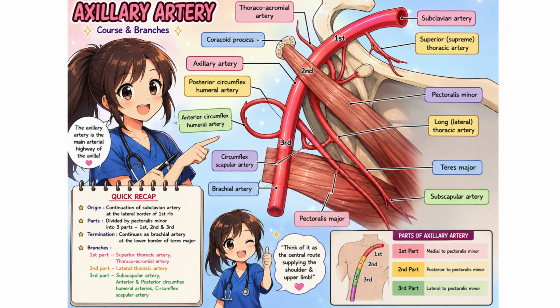You have one branch from the first part, two branches from the second part, three branches from the third part. So the first part has the superior thoracic artery, the second part has the thoracoacromial trunk and lateral thoracic artery, the third part has the anterior circumflex humeral artery, posterior circumflex humeral artery, and subscapular artery. So the axillary artery is divided into three parts by pectoralis minor muscle. First part has one branch, second part has two branches, and third part has three branches.